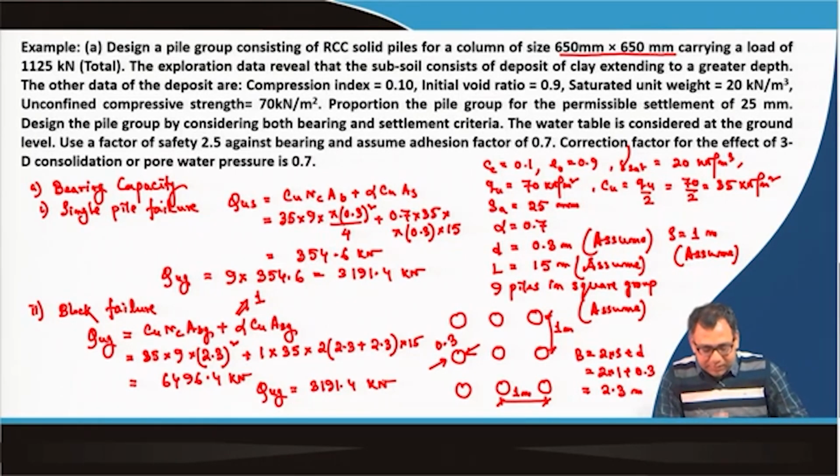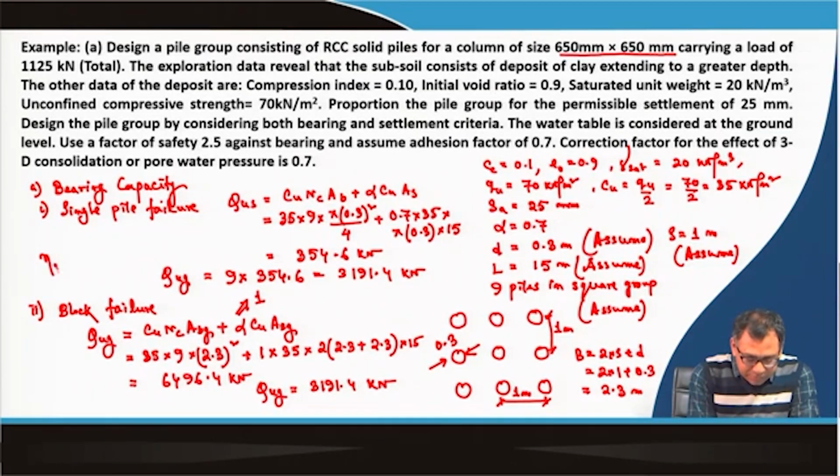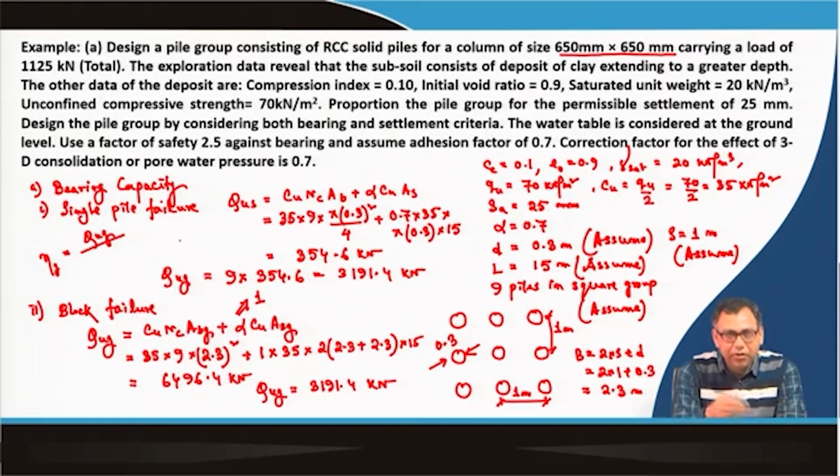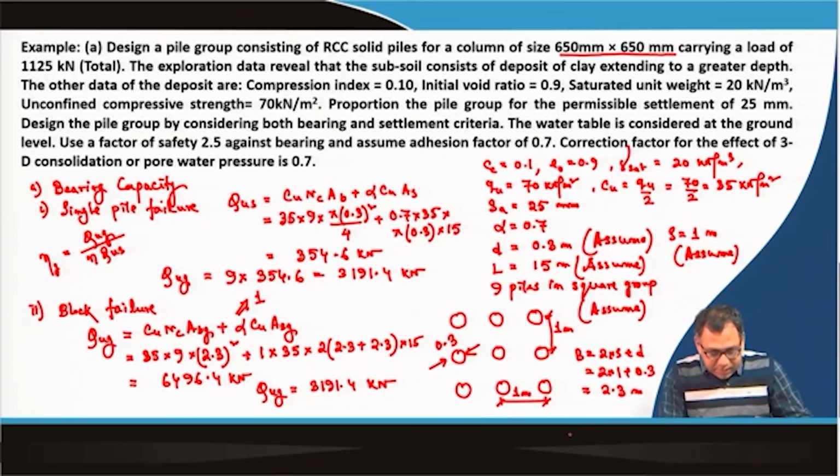And remember that, as I mentioned in my previous lecture, the efficiency of the pile group is the pile load carrying capacity considering the block failure or the group, divided by the number of piles into the load carrying capacity of the single pile. Now if I consider this condition, then this is 3191, this is 6496. So, does that mean group efficiency is greater than 1? No, this is not the case. Group efficiency is 1 here.